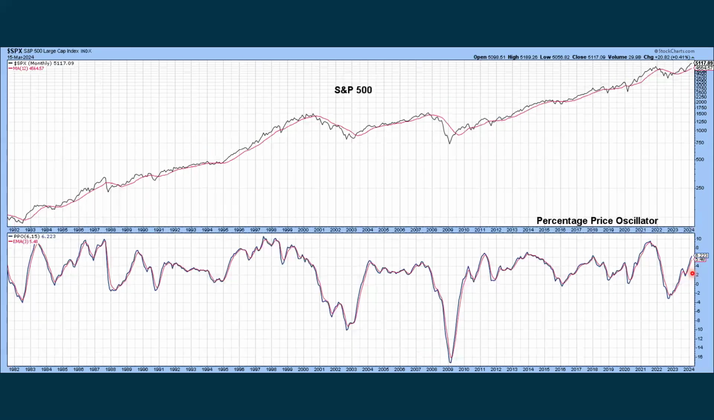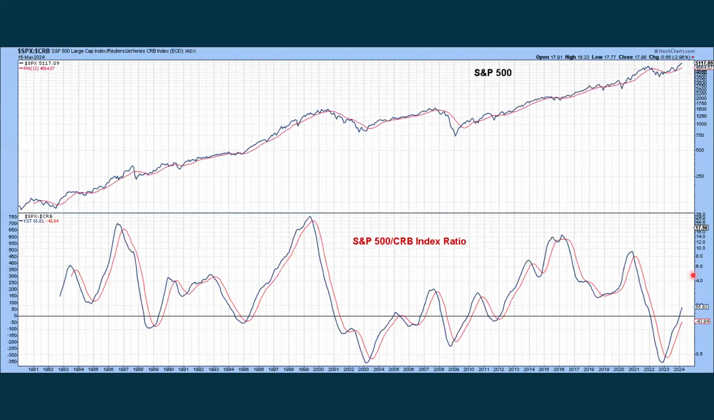Here is a monthly chart of the S&P 500, which is really doing well on a long-term basis. The momentum continues to do quite well. We do a ratio between the S&P 500 and commodities, showing how stocks are still outperforming commodities. And this can take some time to really change over a period of time. This is a monthly chart here.